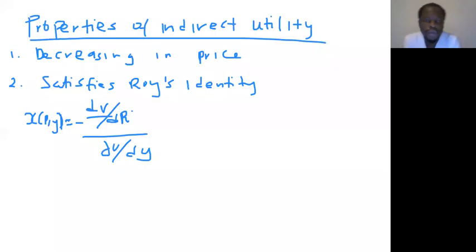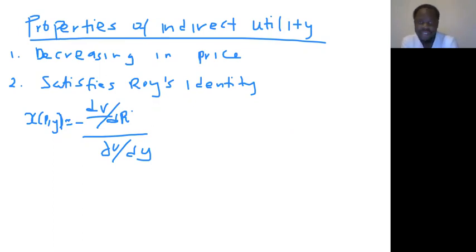Good afternoon, guys. Today I'm going to look at our last two properties for the indirect utility function. The one that we are looking at is decreasing in price, and satisfying Roy's identity.